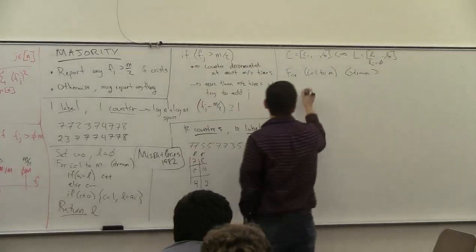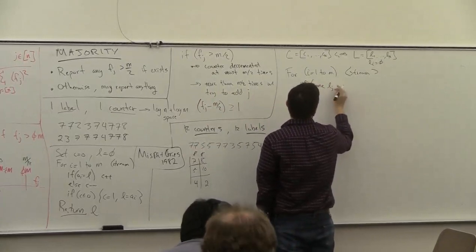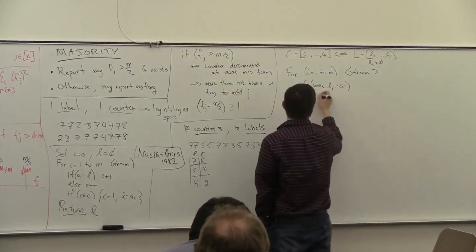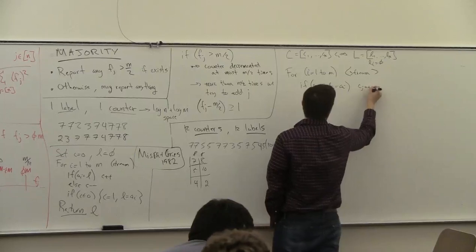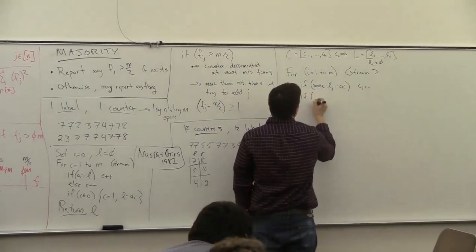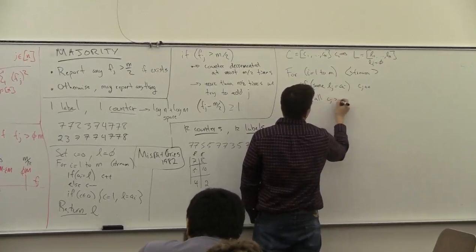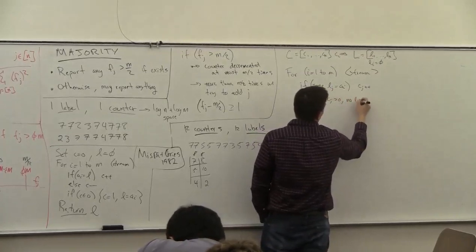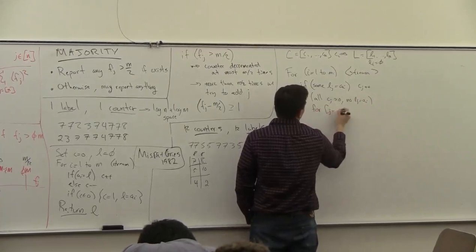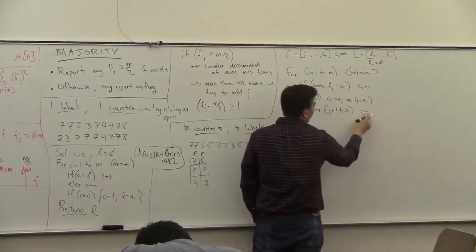You're going to say, if some Lj is equal to ai, then we're going to increment the counter Cj. If all Cj is greater than zero and no Lj equals ai, then for j equals 1 to k, we're going to decrement all of these counters.